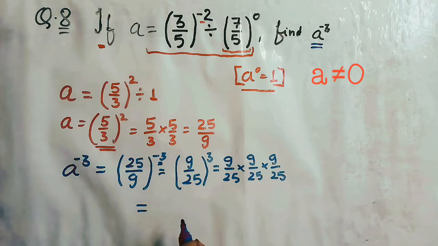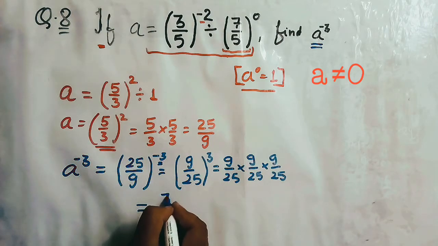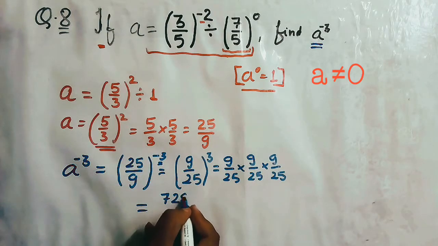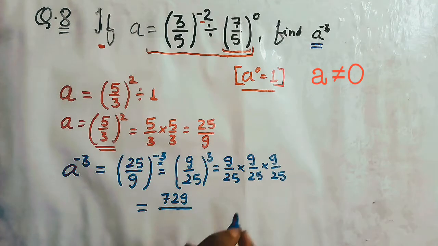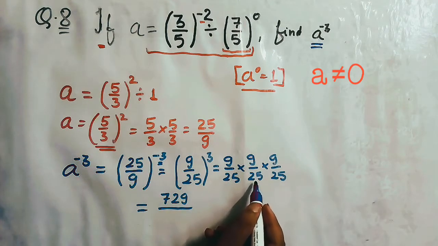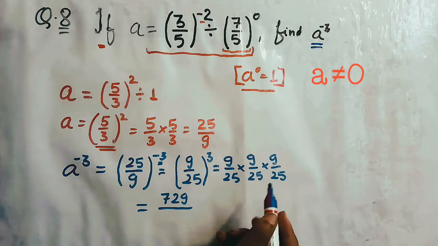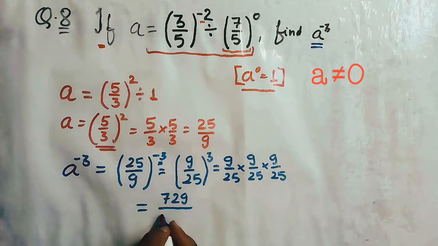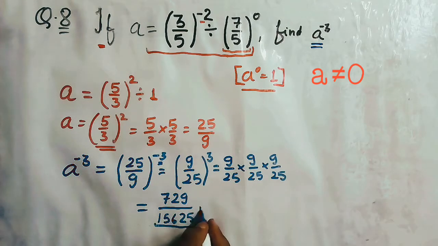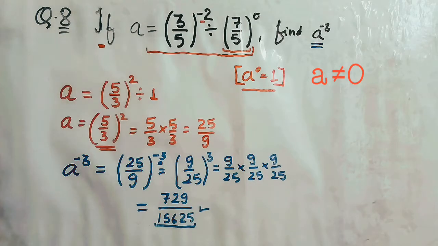Now 9 nines are 81 and 81 nines are 729, and in the denominator 25 25s are 625, and 625 multiplied by 25 will be 15,625, which is your required answer. Let us see one more such question.